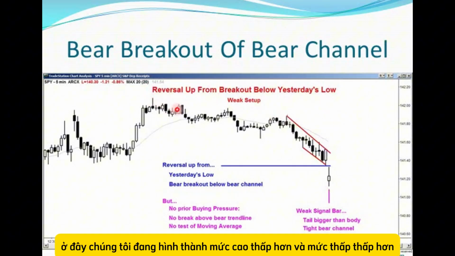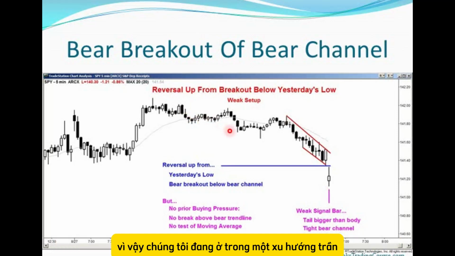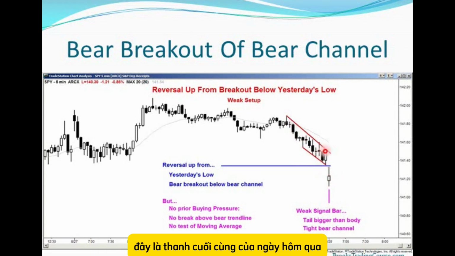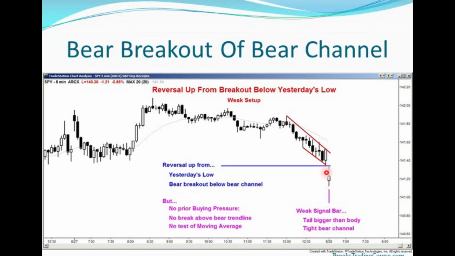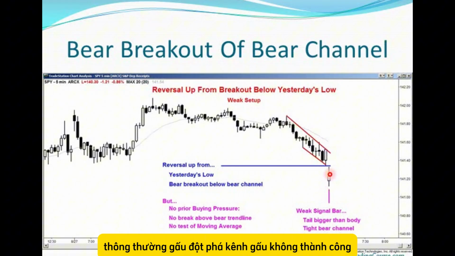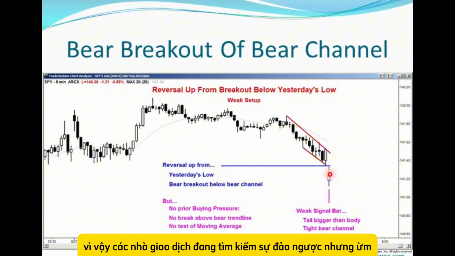Here we're forming lower highs and lower lows, so we're in a bear trend and we're accelerating downward at this point. This is the first bar of today. This is the last bar of yesterday. And the first bar of today, we broke below the bottom of a bear channel. Usually bear breakouts of bear channels fail, so traders are looking for a reversal up.